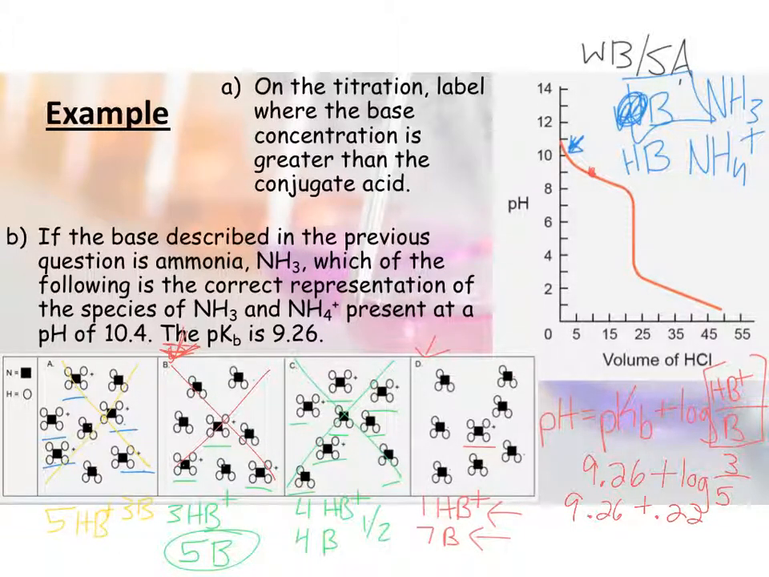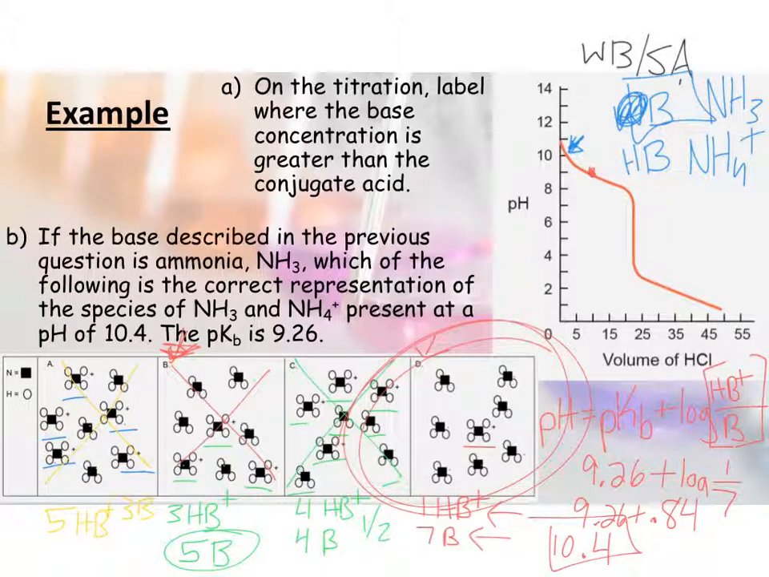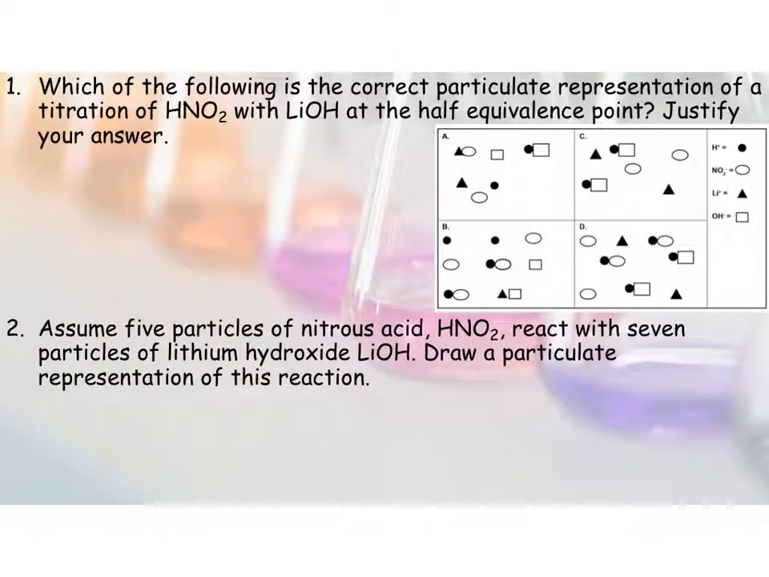Okay, now let's check D. So D is going to be the log of 1 of our conjugate acid over 7 of our base. And if we log that one, we get 0.84. So 9.26 plus 0.84 gives you 10.4. So it's got to be this one, because this is the one that gives you the correct concentration.